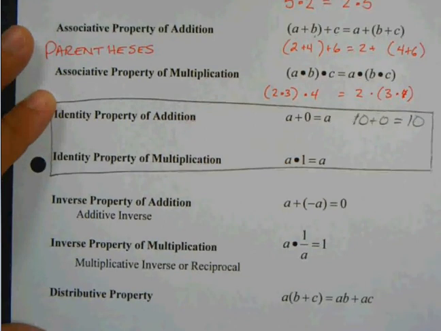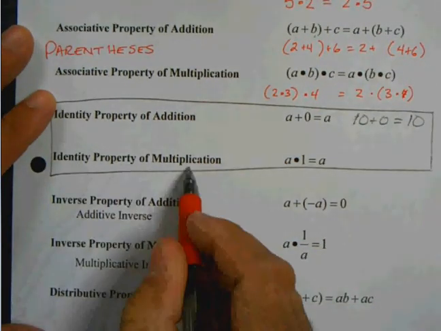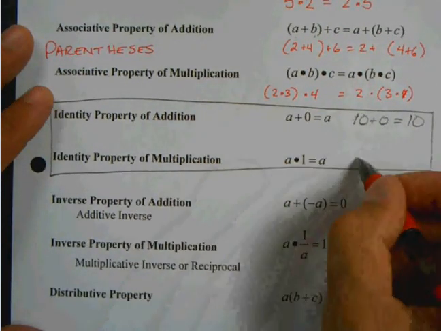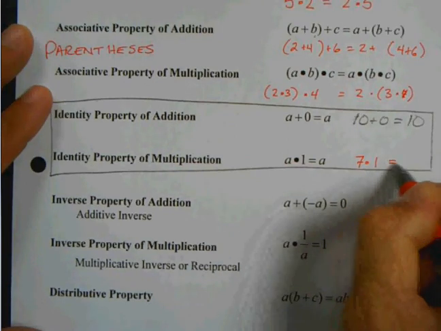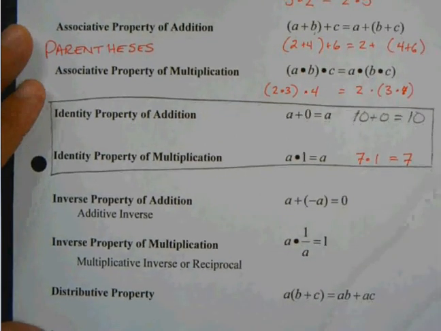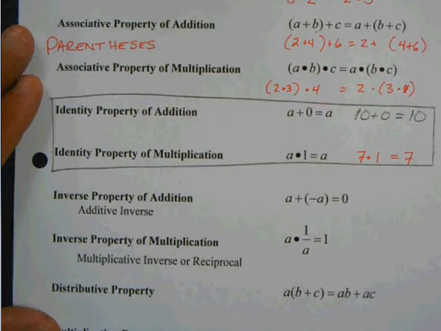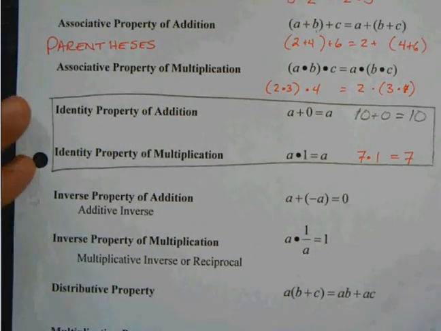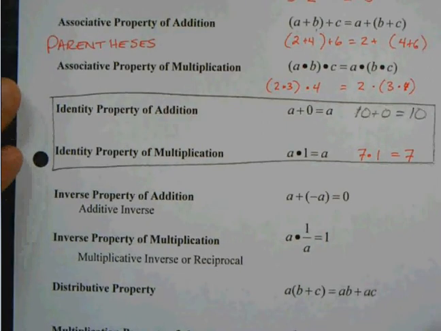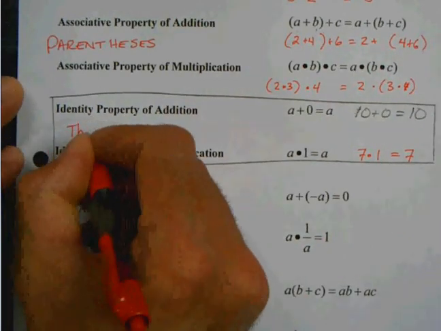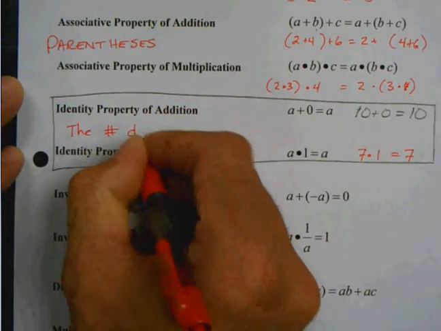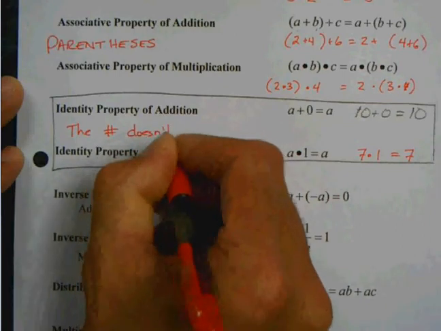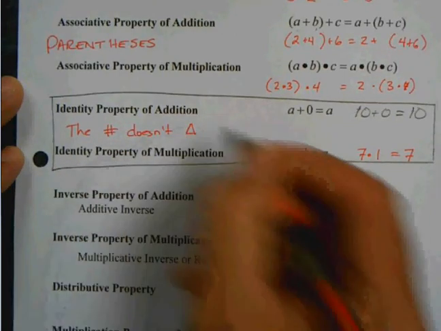The other one, does the identity property work for multiplication? 7 times 1 equals 7. Chance to be a cool math student. Use cool math font. That's the identity property. Okay? The number doesn't what? Change.